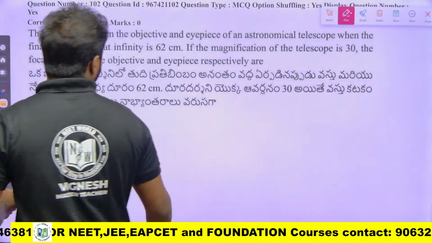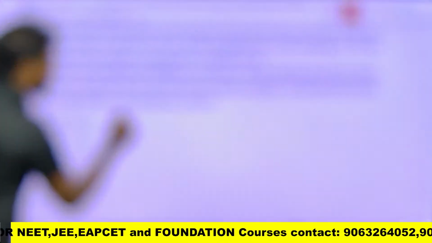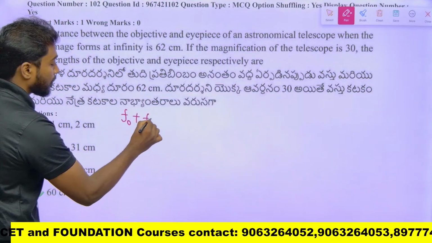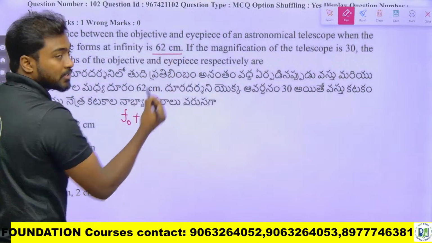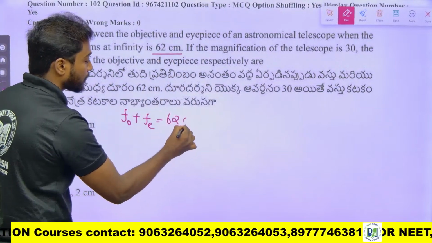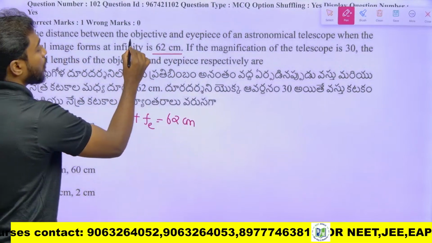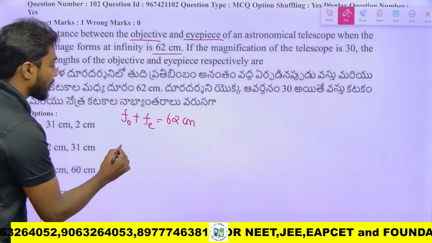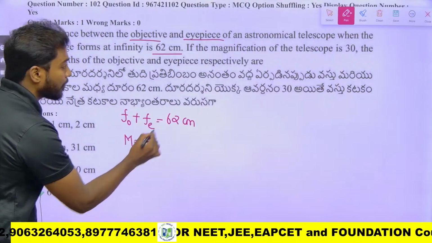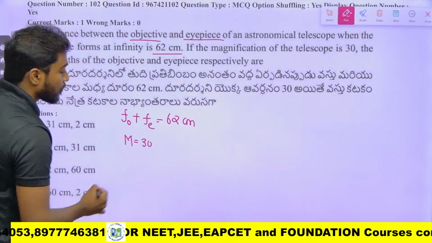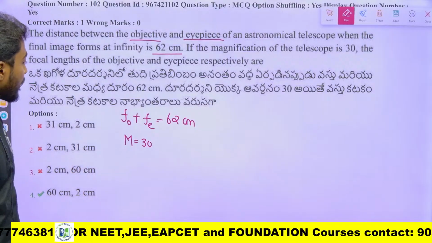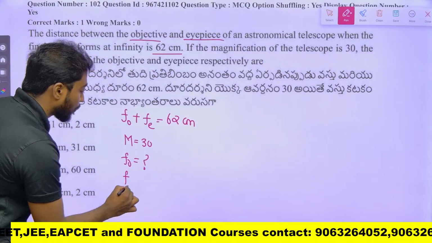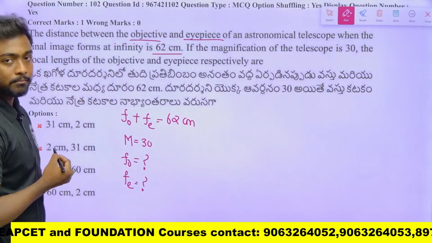So let me take the given things. Focal length of objective plus focal length of eyepiece, which is nothing but 62 centimeter, they have given. That's what they mentioned, objective and eyepiece, right. Next, the magnification they have given, so magnification is nothing but 30. So by using these two conditions, I need to find what is the focal length of objective as well as focal length of eyepiece.